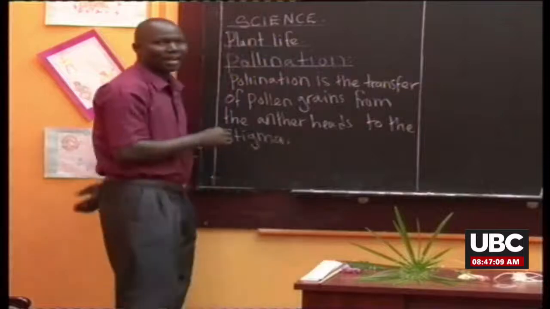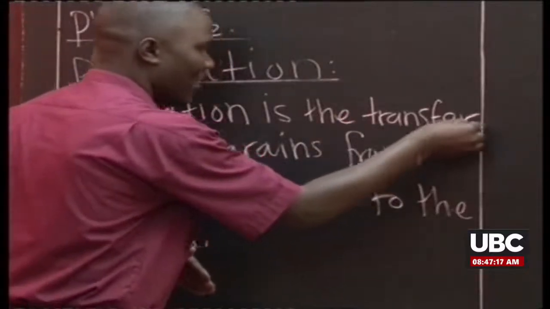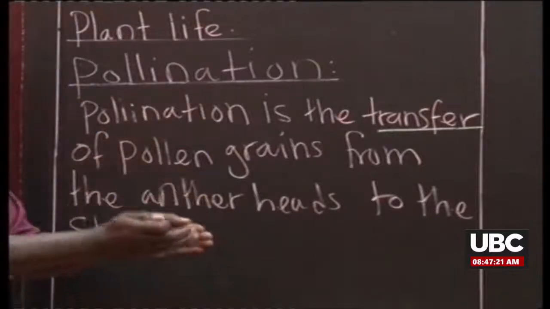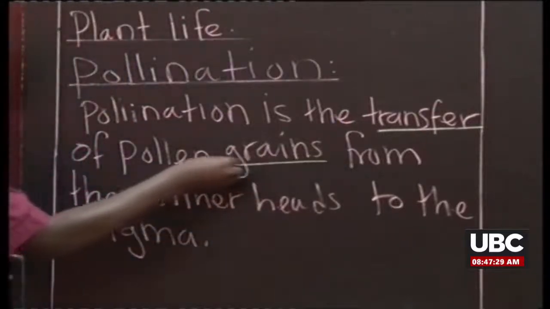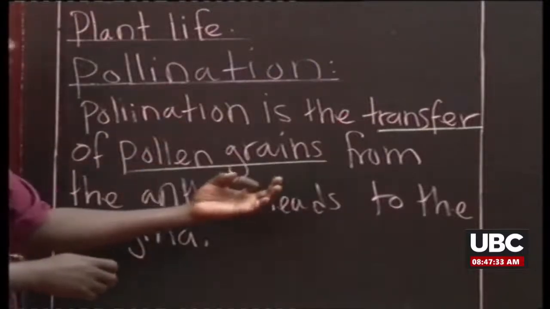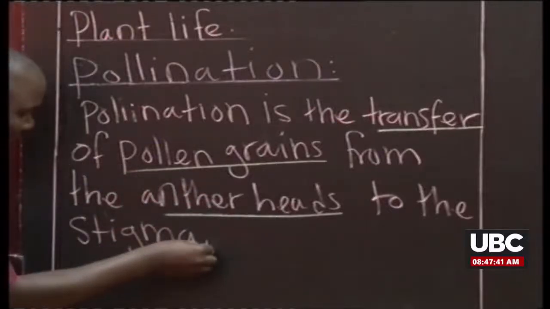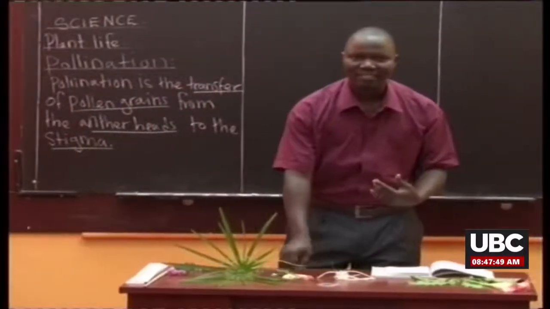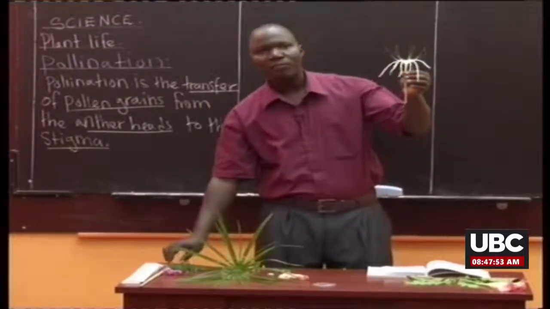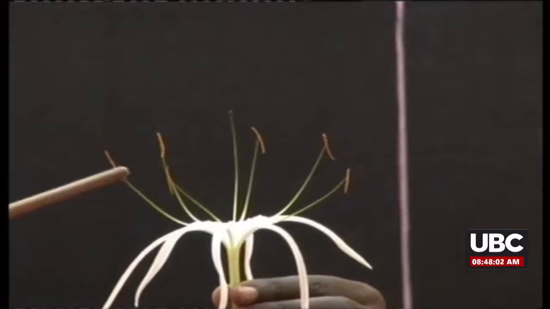We need to understand our word, pollination, thoroughly. Pollination is the transfer. We are looking at the word transfer, moving from one place to another. But what is moving? It is pollen grains. Where are they coming from? From the anther heads to the stigma. Once that happens, we can say pollination has taken place. The pollen has moved from the anther heads to the stigma.